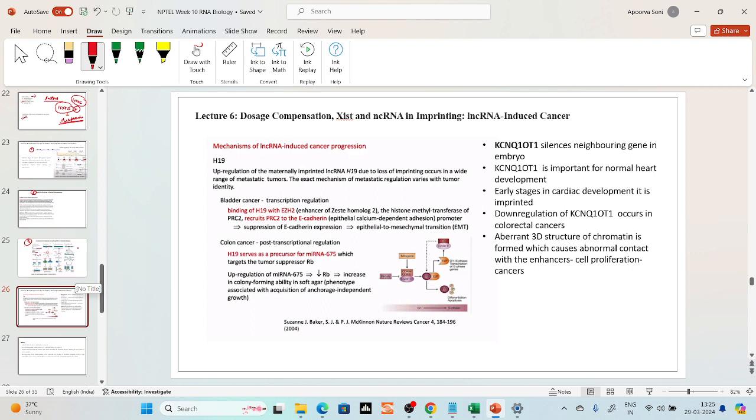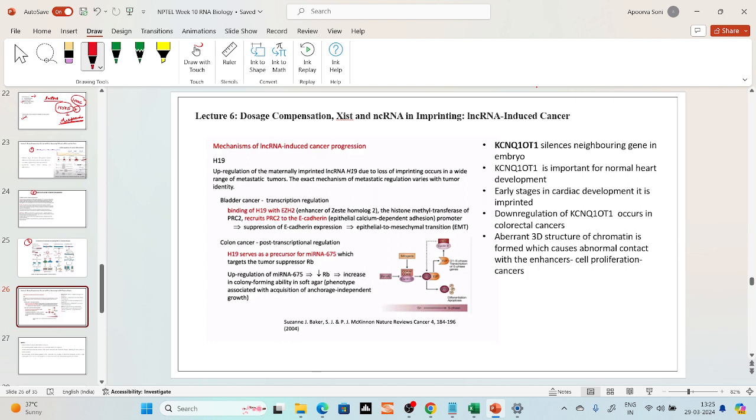So now these non-coding RNAs, specifically the long non-coding RNAs, with the help of these long non-coding RNAs, some kind of cancer progression is also controlled. That means these long non-coding RNAs control cancer progression. And how do they control it? There are two examples of this. First is H19, and this H19 is regulated in bladder cancer and in colon cancer.